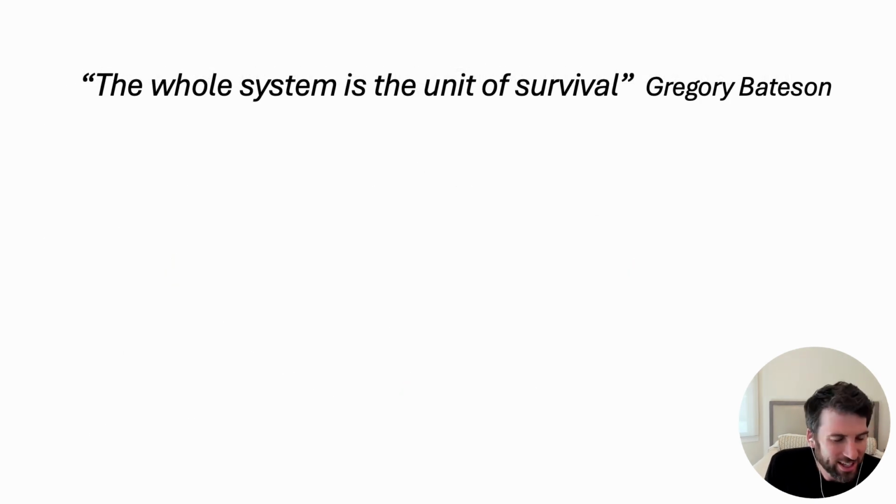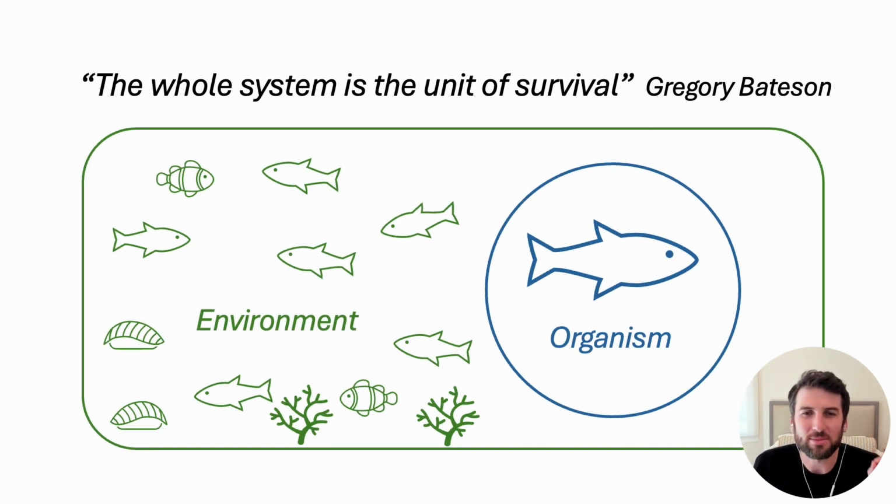Now, there's a really interesting quote here by Gregory Bateson, famous systems theorist and cyberneticist, that says, "The whole system is the unit of survival." I just think this is an amazing quote, and there's a really good connection here between biology, life, and sustainability. It's not just that the organism itself is the one unit of survival. It's the organism in the environment. So that's what's meant here when the whole system is the unit of survival.